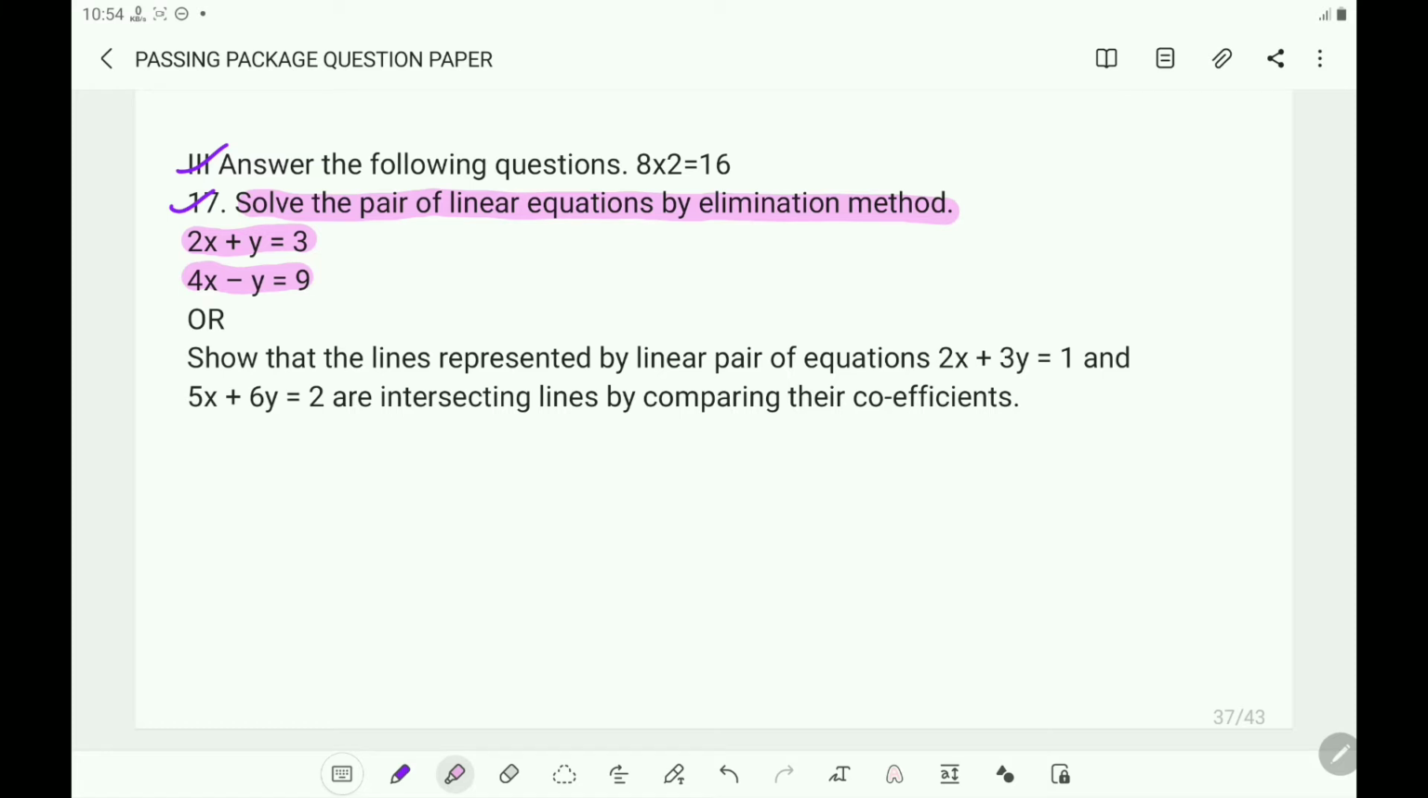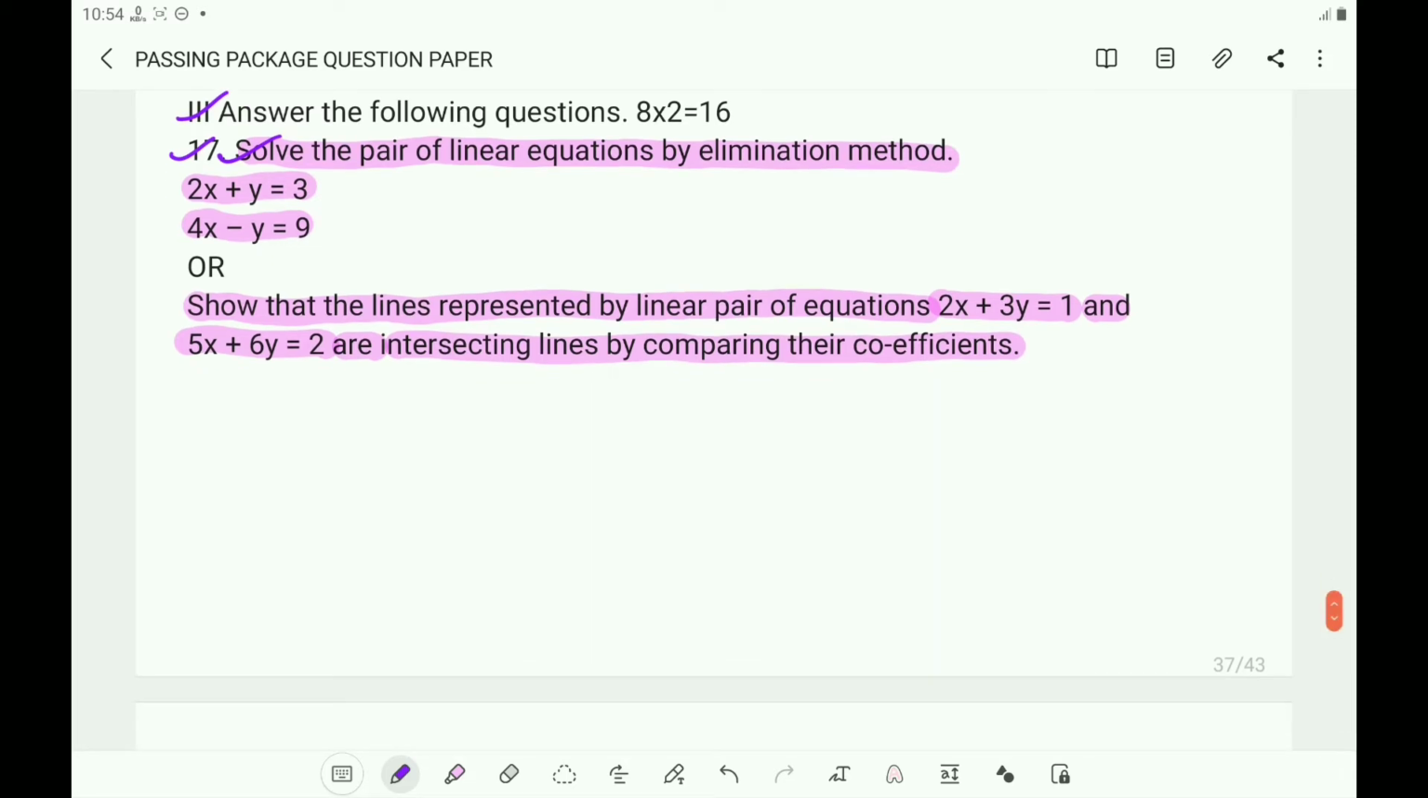What is that question? Show that the lines represented by the linear pair of equations 2x plus 3y equals 1 and 5x plus 6y equals 2 are intersecting lines by comparing their coefficients. Now first let us take the first question. Solve the pair of linear equations by elimination method.